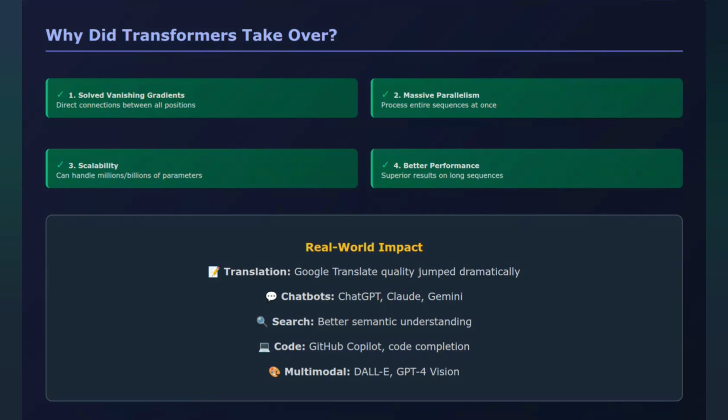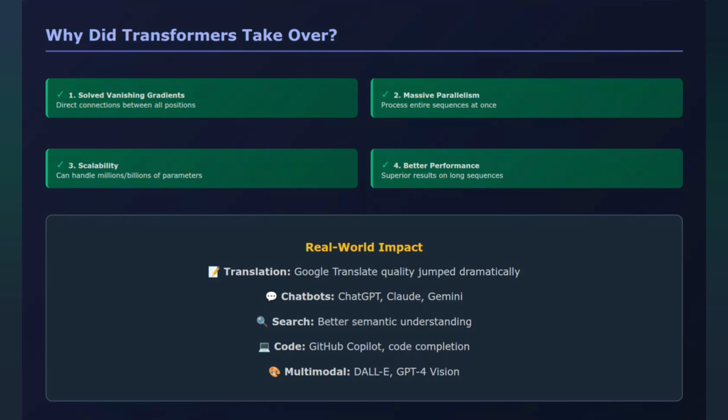So why did transformers completely take over? Let me break it down. Number 1, they solved the vanishing gradient problem. With direct connections between all positions through attention, information flows freely across long distances. Number 2, massive parallelism. Training transformers on modern GPUs is incredibly efficient. What would take weeks with LSTMs takes days with transformers.